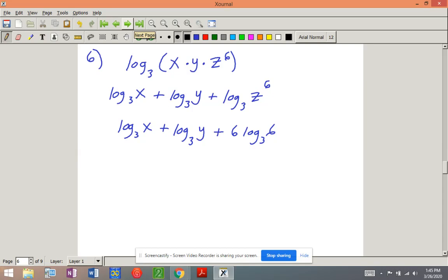Notice that the first 2 terms are finished. They don't expand anymore, but the third term we can expand one more time using the log of a power property. So we bring that 6 exponent down as a multiplier times log base 3 of z. And there's your complete expansion in number 6.